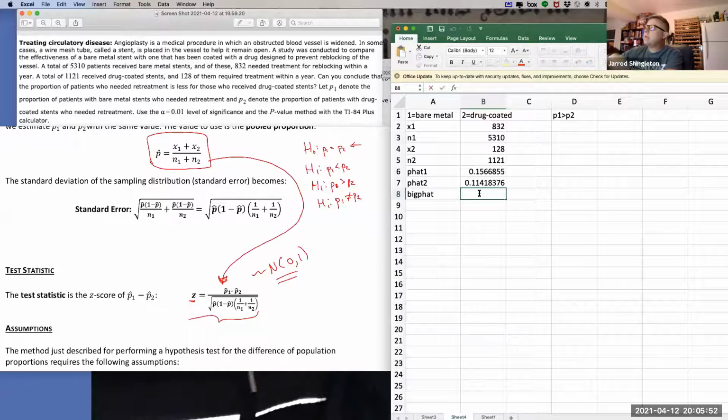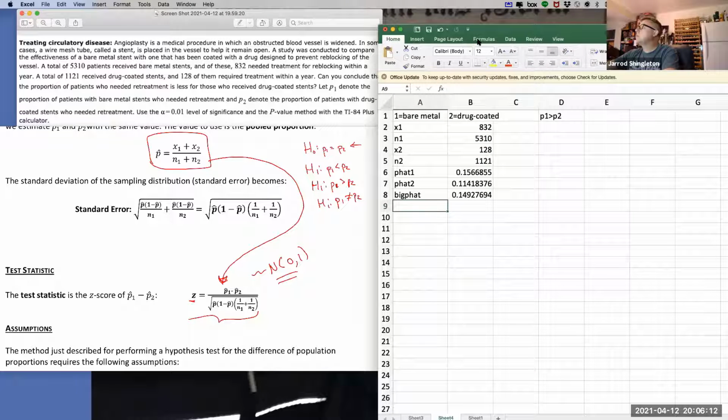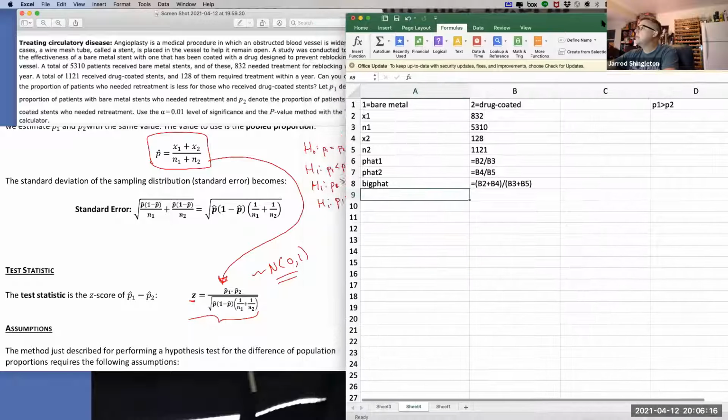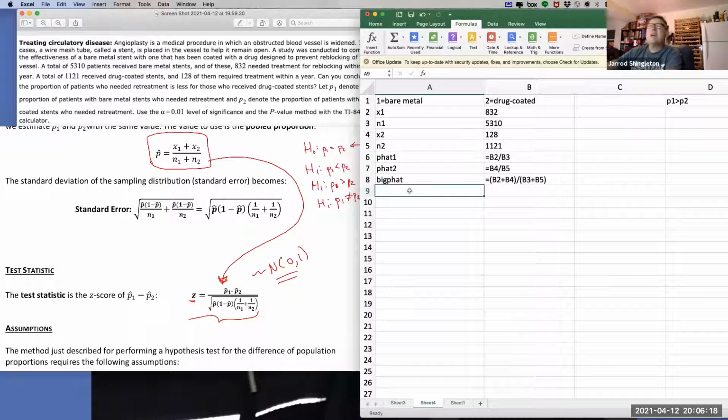But I'm going to calculate big P hat as x1 plus x2 divided by n1 plus n2. I'm going to pull up the formulas view so you can follow along with your formulas, or pause the video at any time so you can put the formulas in. It's going to keep it a secret until the very end.